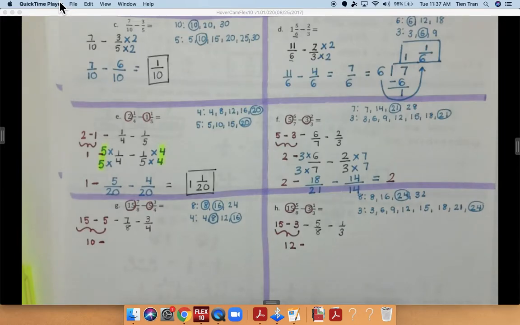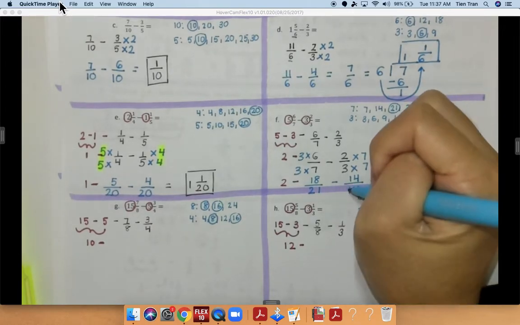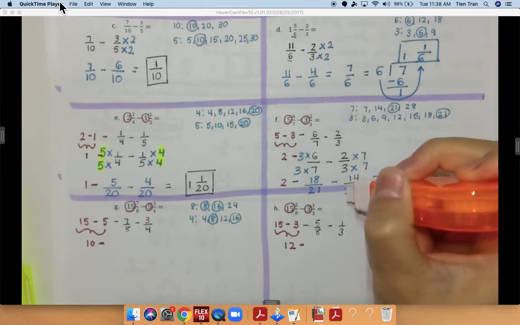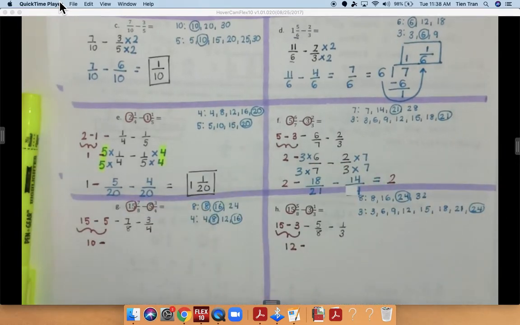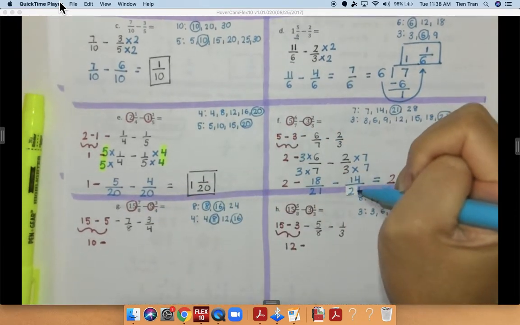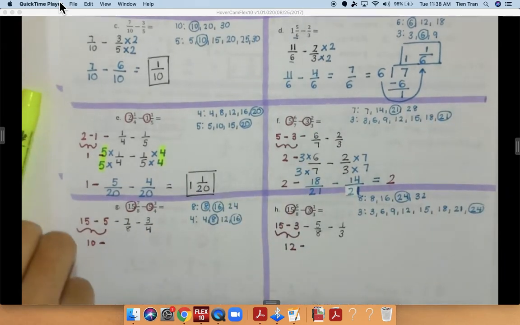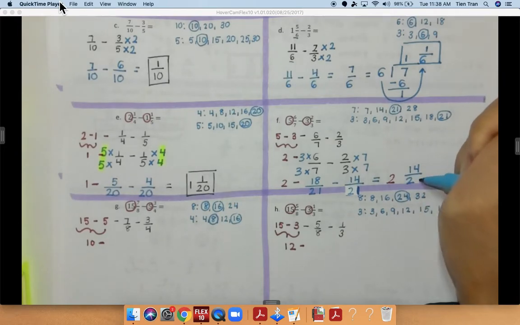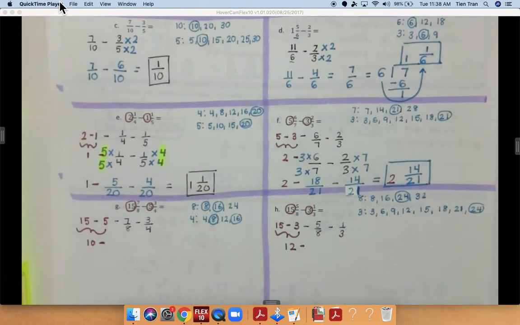18 minus 14 is equal to, sorry, this is supposed to be 21. Why did I write 14? I'm sorry, guys. Let me make sure I erase that with white out because that one is not erasable. So I have 21 right here. Okay, so I have 21 as my final answer.